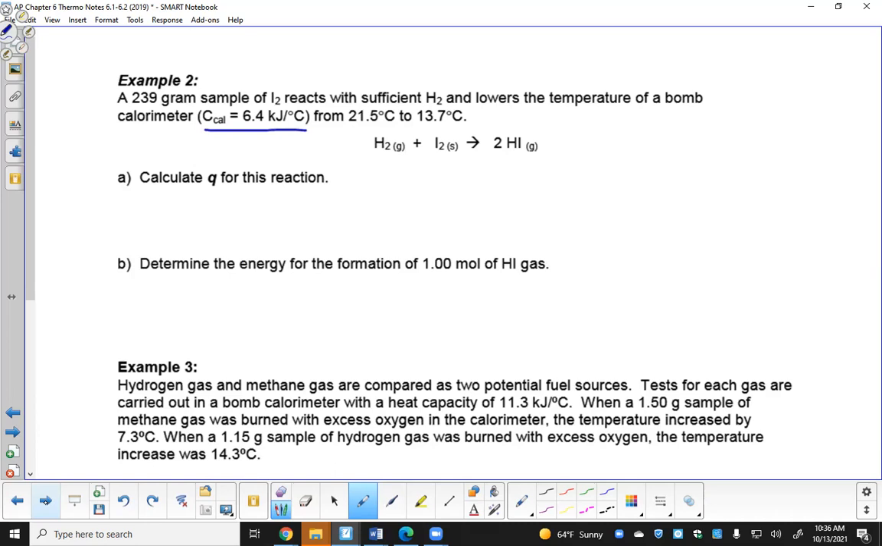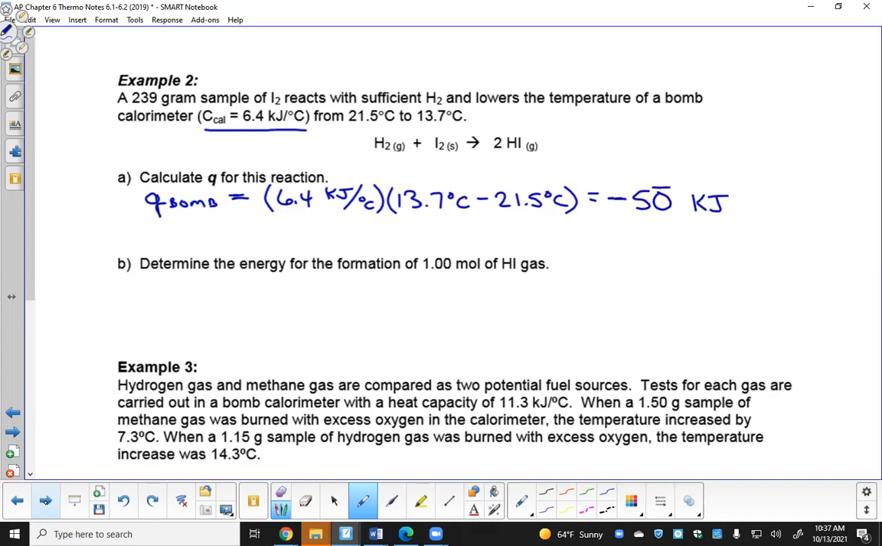So the first thing I want to do is figure out what the Q is for the reaction. And I'm going to kind of treat it the same way I did the last time. If I figure out what it is in the bomb first, then I know the Q of the reaction is the same thing, but opposite sign. So we got 6.4 kilojoules per degree. Final temperature is 13.7. And initial was 21.5, so things get turned around a little bit that way because it's cooling the sample. This comes out to be negative kilojoules of energy.